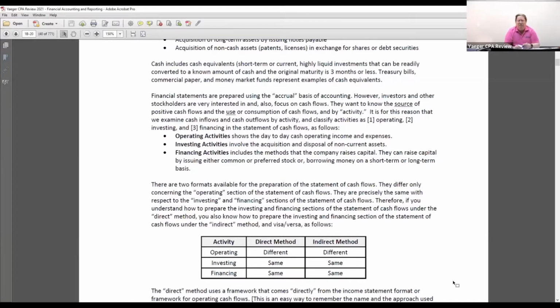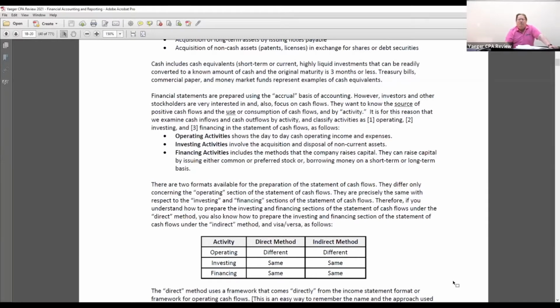The last exam had a statement of cash flow. In fact, just about every exam has a statement of cash flow, as either a simulation, more simulation than anything, but also you could have some multiple choice. So there's two formats. They differ only concerning the operating activity section of the statement of cash flow.